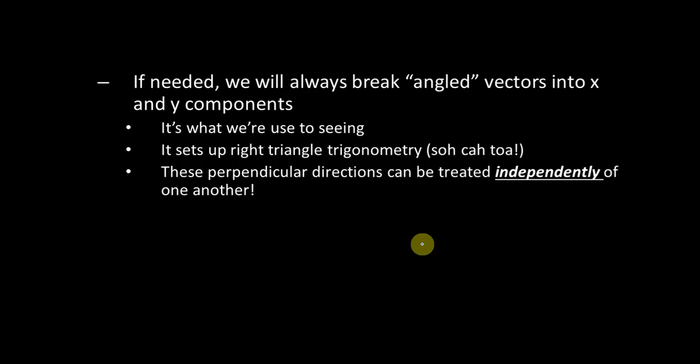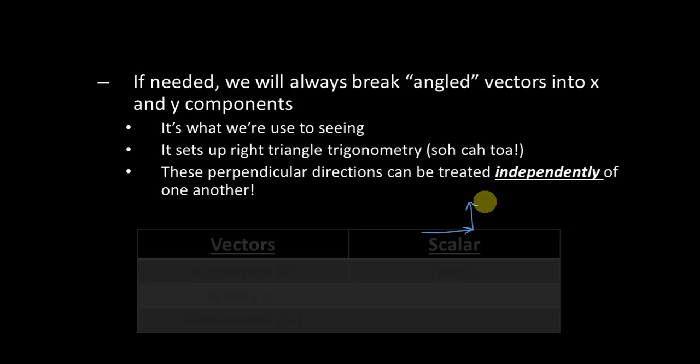Okay, we can do that for 3 reasons. The first, it's because that's what we're used to seeing. Like I said, we've seen horizontal motion, we've seen vertical motion. So it's common. We've done it before. It also is going to set up some nice right triangles. If we're always breaking things into x and y, I can use SOHCAHTOA as long as I know some angles. And also, the last reason, these perpendicular directions can be treated independently of one another. I do not have to worry when I break them down into x and y that I am somehow affecting the x and y properties. They are separate, which that last example hopefully showed you.